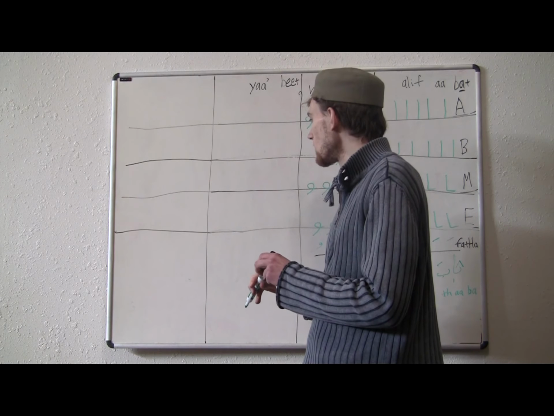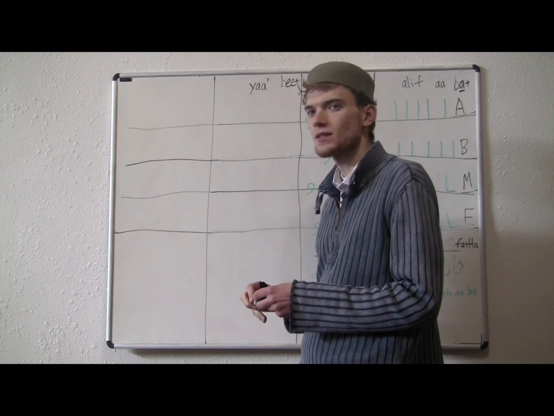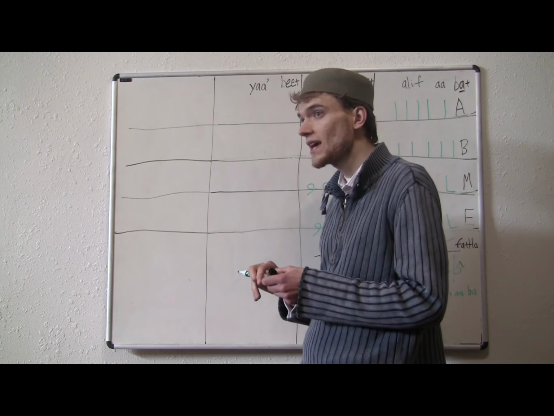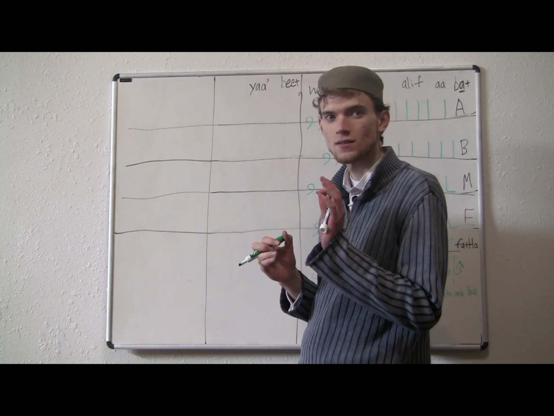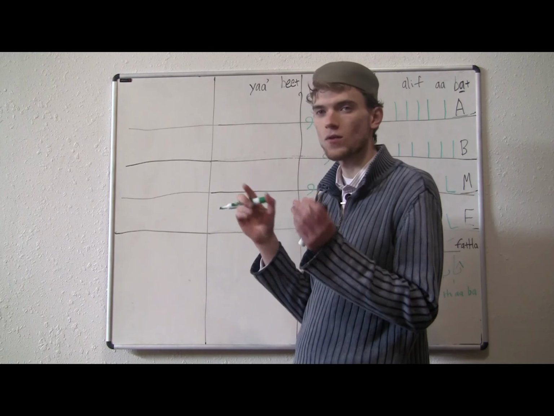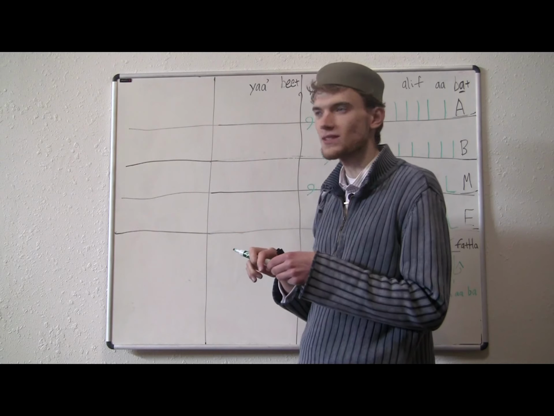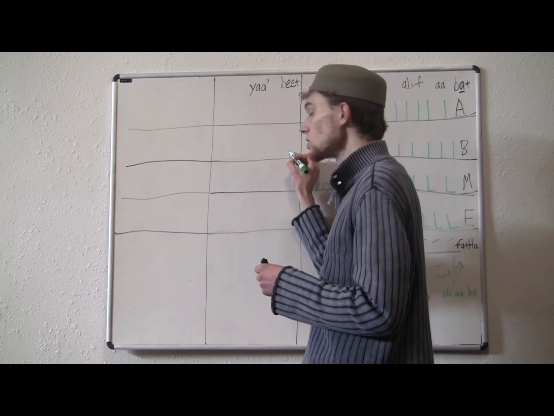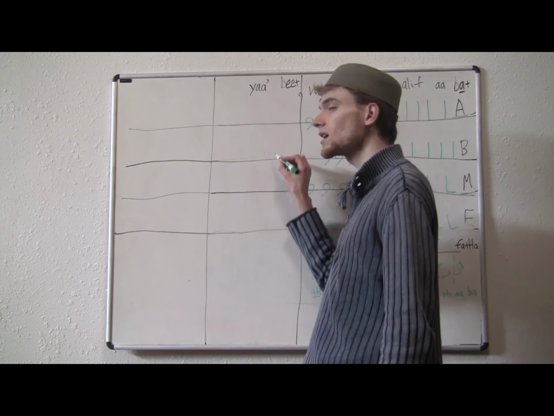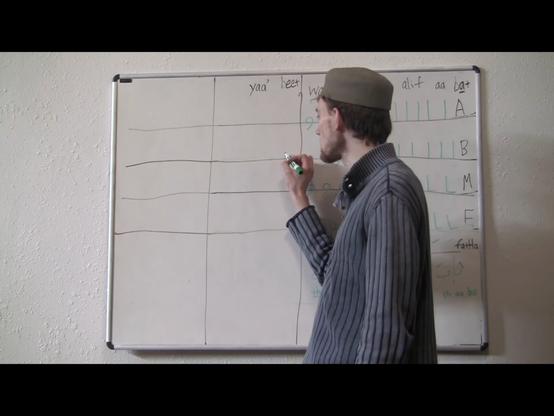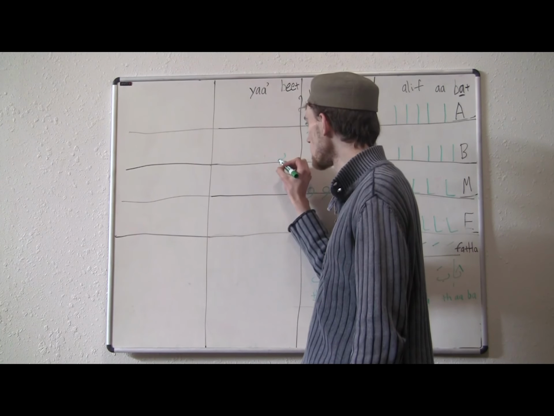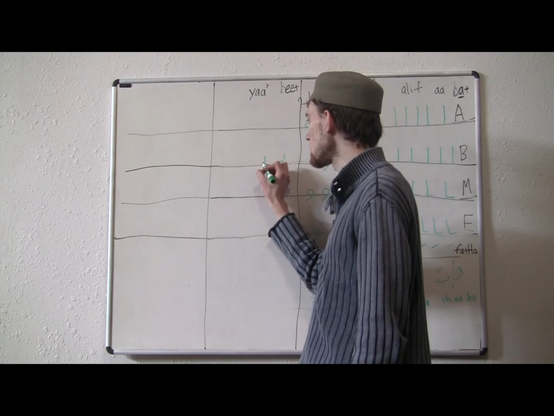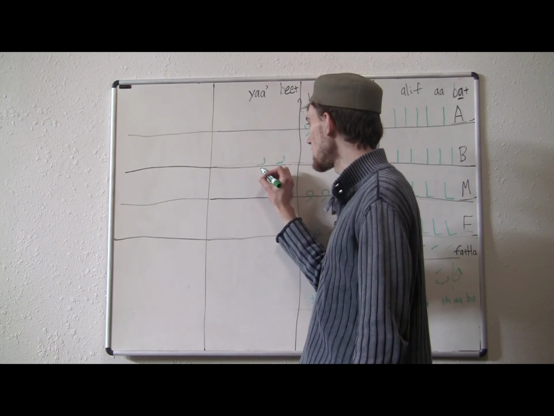I'm going to go to when it's written in the beginning and the middle, because these are slightly easier than the other two. When we see Ya in a word, we say E, at least for now. It looks just like Ba, Ta, and Tha in the beginning and middle. When it begins the word or is in the middle, we have that tooth. The only difference is two dots below. Same tooth. This is the Ya.